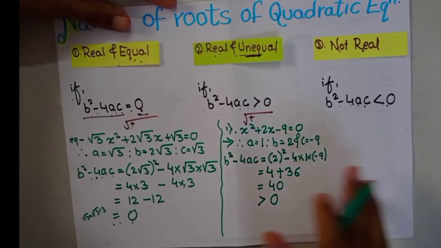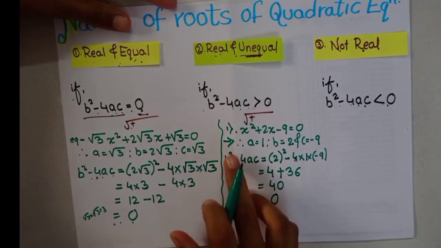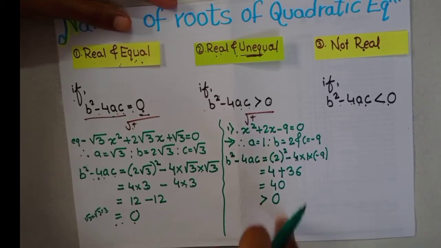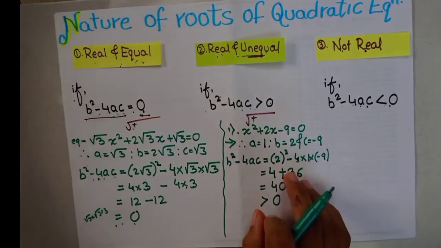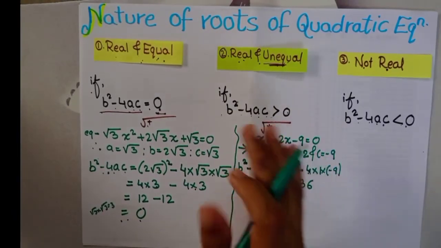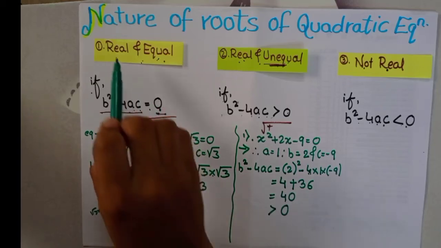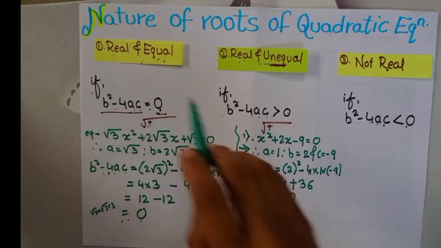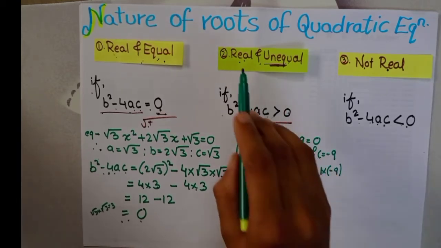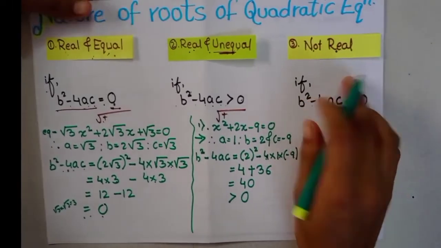We only have to remember to find the values of a, b and c, and then find b square minus 4ac, and we can identify the type. The only thing to remember is: if b square minus 4ac is 0, the roots are real and equal. If b square minus 4ac is greater than 0, they are real and unequal. If it is less than 0, they are not real. We will have one example.